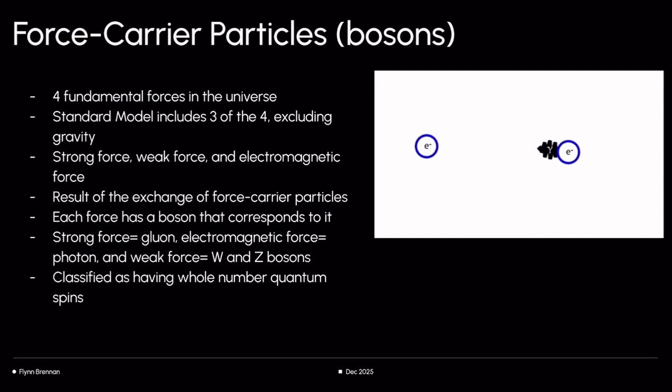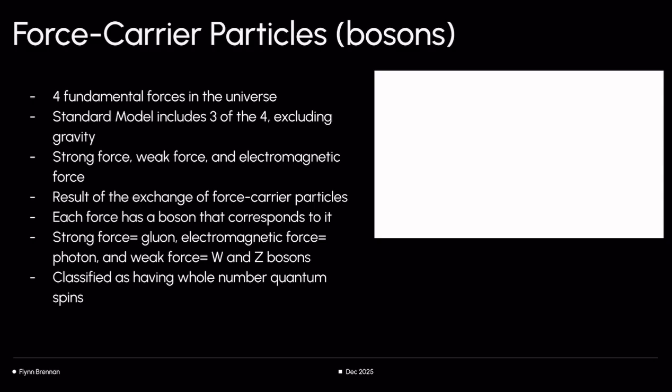The next big category of particles are called force carrier particles. There are 4 fundamental forces in the universe, and the Standard Model includes 3 of the 4. The strong force, the weak force, and the electromagnetic force. It excludes the gravitational force, which I'll explain in a second. These forces are the result of the exchange of force carrier particles, also known as bosons.